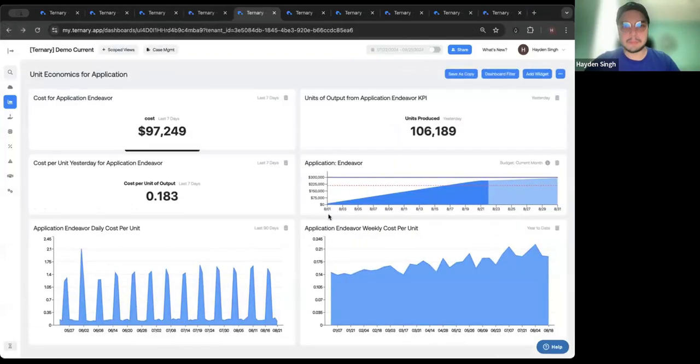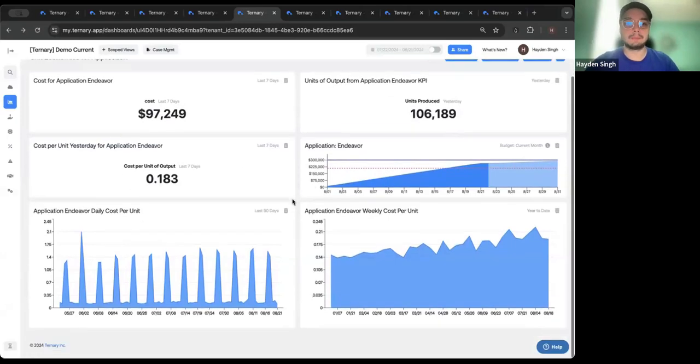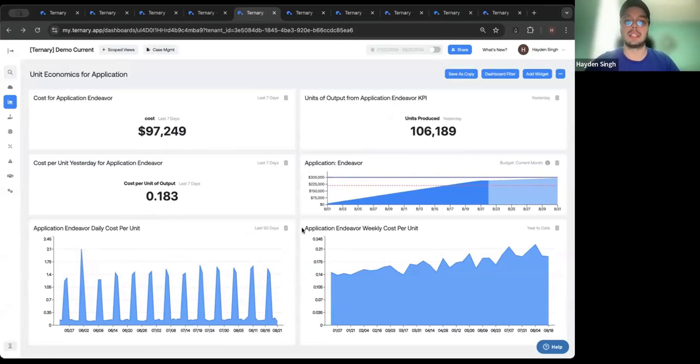So now that we see that, we can take those units produced and say, hey, we produced about 106,000 units just yesterday when we look at the Endeavor application. Now, that cost per unit is built on the same metric, right? So we know that it's about 18 cents a day, or over the last 7 days, when we look at that actual unit of output there. And then by hovering over some of these graphs, we can see exactly what that cost looks like, and then you can click into any of these graphs as well, which would allow you to drill in even further if you had any questions that are related to those.